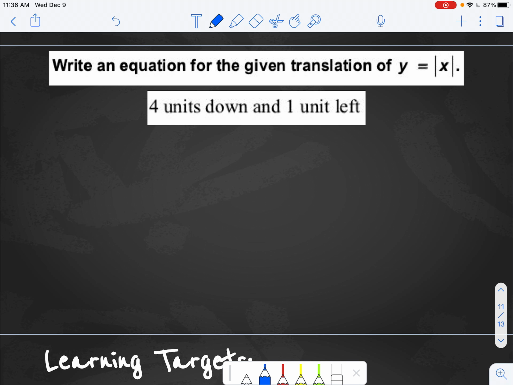Write an equation for the given translation of the absolute value of x. So this time they give us the words, they give us the description, and we need to write the equation. So it might be helpful to graph it. So if we have the parent function, it starts here. This equation that they're describing is 4 units down, 1, 2, 3, 4, and 1 unit to the left, so that means it's right here.